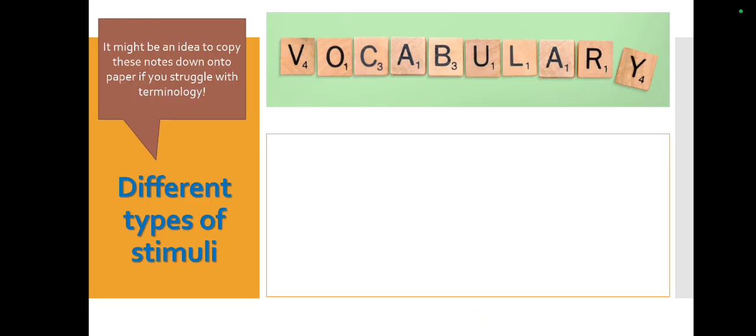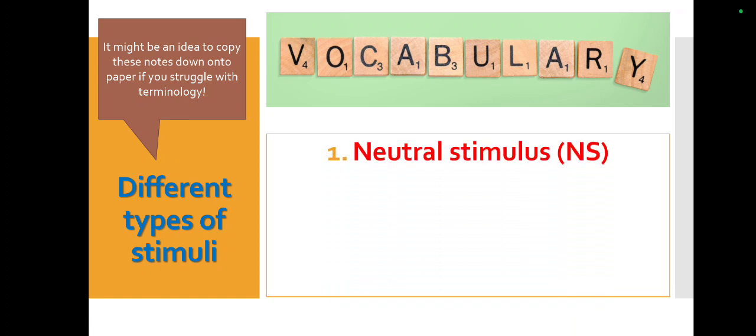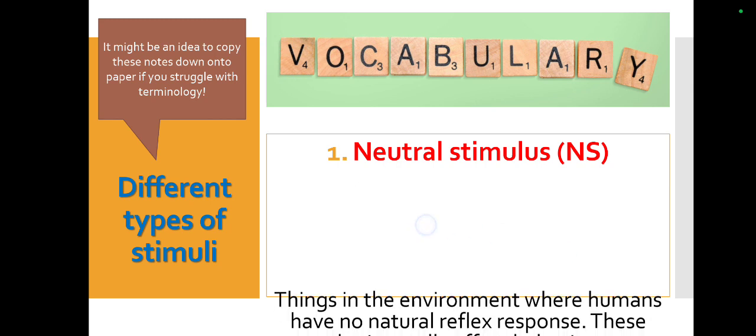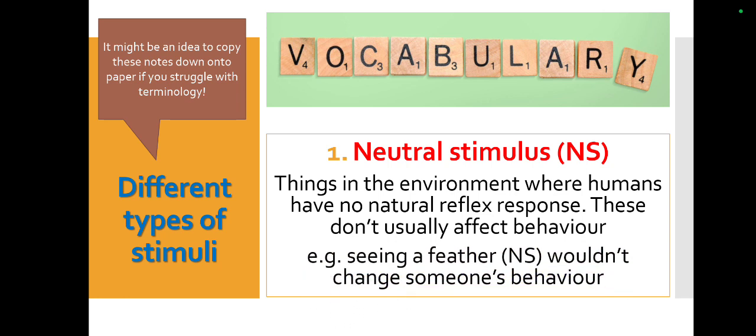So as I previously said, there are some bits of terminology which you do need to utilise when you're describing classical conditioning. So it might be an idea to copy these down. These are just bits of vocabulary, and if you do struggle with terminology, it's always handy to have these written somewhere. So the first term that I want to introduce you to, which you will need in order to explain classical conditioning, is the neutral stimulus. A neutral stimulus is an object or a sound, a stimulus of some sort that we as humans have no natural response to, and it doesn't usually affect behaviour.